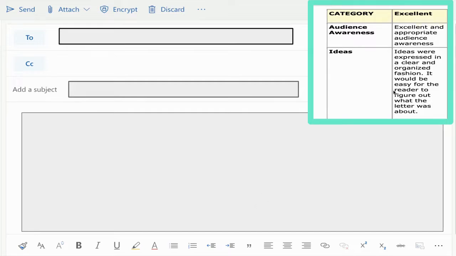So with the goals here, we're looking for audience awareness, excellent and appropriate audience awareness. That means you understand that you are writing a teacher, and that it's not a buddy. So your tone will be very different. And also that your ideas were expressed in a clear and organized fashion. It would be easy for any reader to figure out what this letter or note, email in this case, is about.